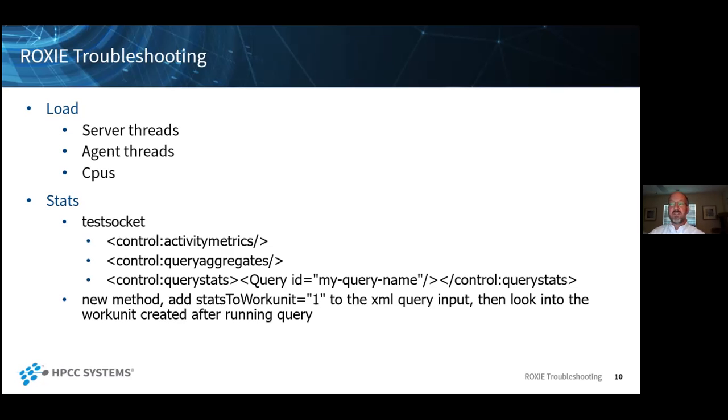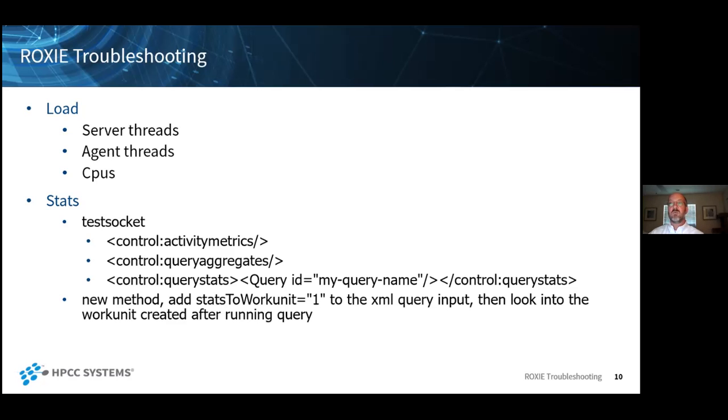Stats. With the test socket utility program, we can send a request to a ROXIE node and get back detailed stats of the activities and queries. We can dump stats on all the activities with the query stats request specifying a query by name. One of the issues with these methods is that they are aggregate for queries run since the last time the stats were cleared. This can make it difficult to view stats for a single query unless you can run the query alone. There is a new stats method added in version 8.2.